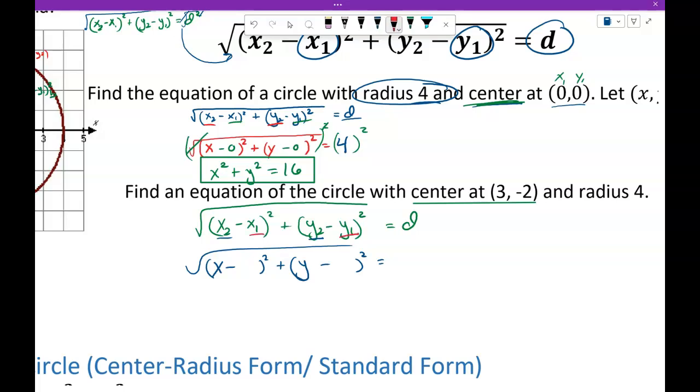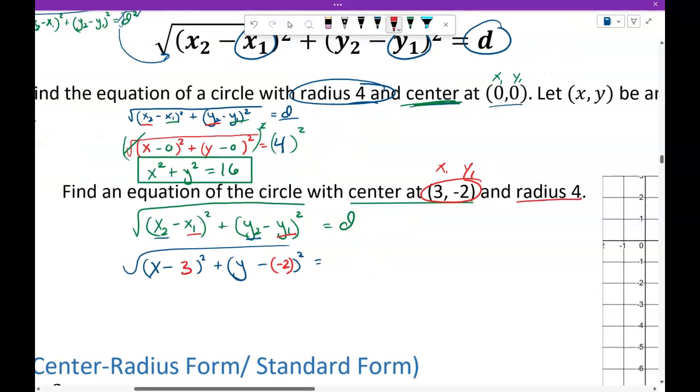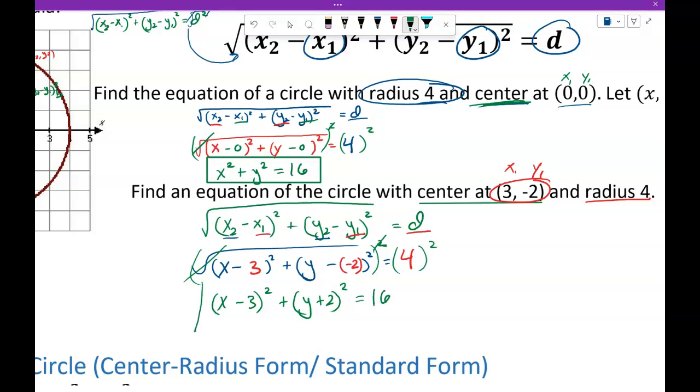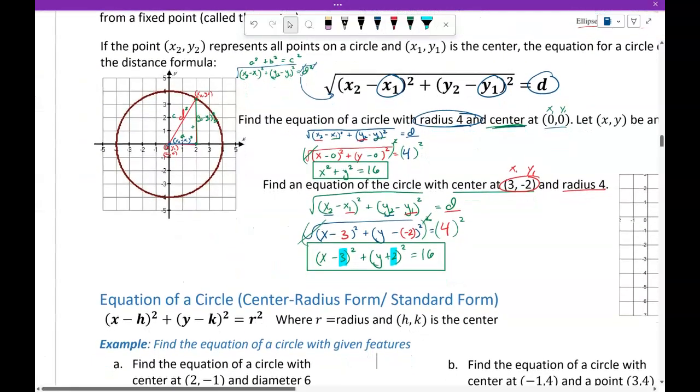So here, x1 and y1, that's our center. So we plug in 3 and negative 2, and then our distance is a radius of 4. We want to get rid of the radical on both sides of the equation. So we square both sides, leaving us with x minus 3 squared plus y, the double negative makes it plus 2 squared equals 16. And now we have the standard form of a circle that has a center at 3, negative 2 and a radius of 4. So this leads us into the standard form.